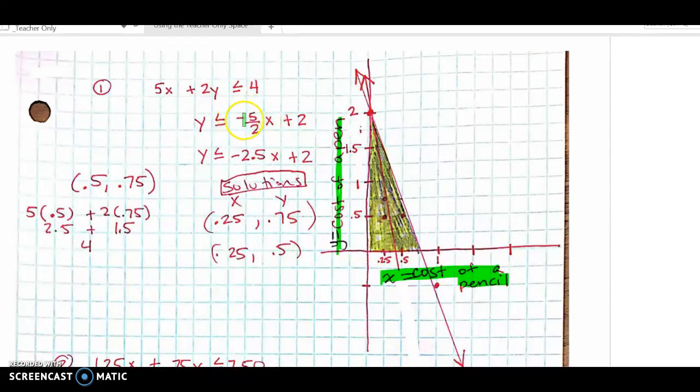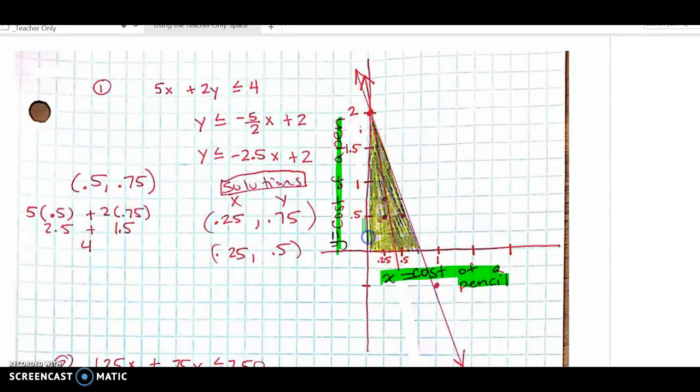Now, in this situation, since I'm starting with a y-intercept of 2, and I'm looking only for the cost of a pen and a pencil, I did go ahead and divide negative 5 by 2 and get negative 2.5. This allowed me to really focus on the first quadrant solutions.